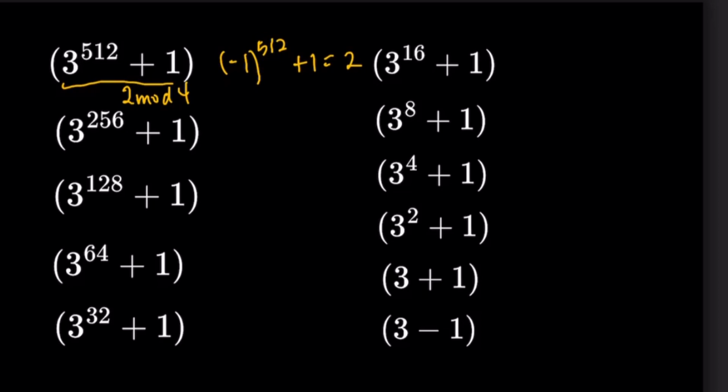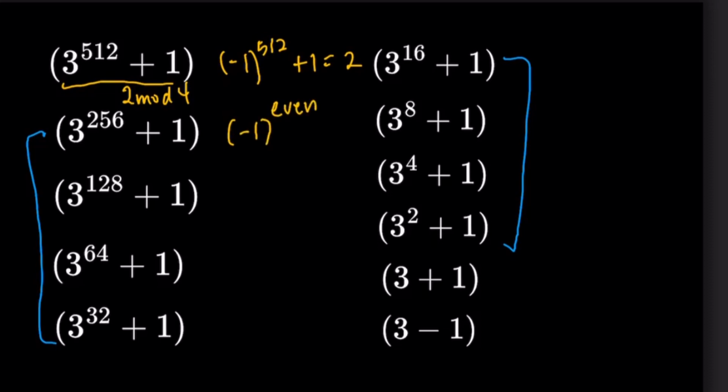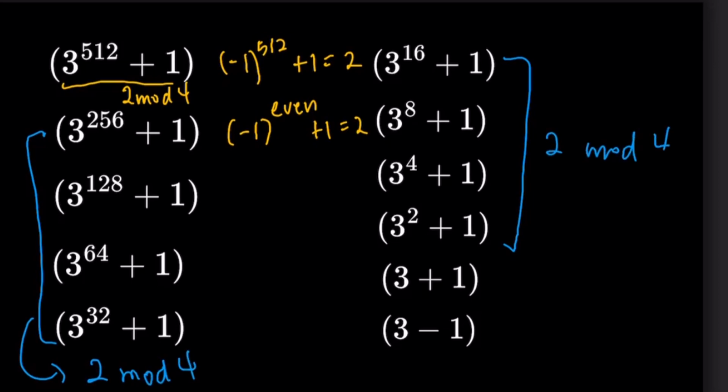We can do the same for all of these factors highlighted in blue, because it follows the same logic. The 3 becomes a negative 1, raised to a certain even number. All of the powers of 3 in the highlighted blue terms are even, and then we have plus 1. So negative 1 raised to any even number becomes 1, and plus 1 gives 2. So all of these blue ones are 2 mod 4. So all of these factors are divisible by 2, but not divisible by 4.